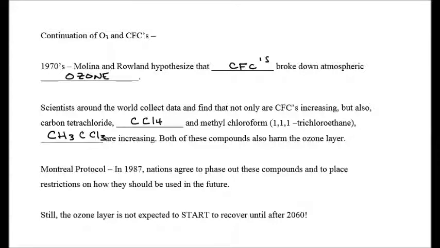So the Montreal Protocol in 1987 was an agreement by nations to phase out these compounds. So it was the scientific method in action as the world came together to solve a rather serious problem. But still, the ozone layer is not expected to start recovering until after 2060. We're going to finish up today with a quick video on mass versus weight.